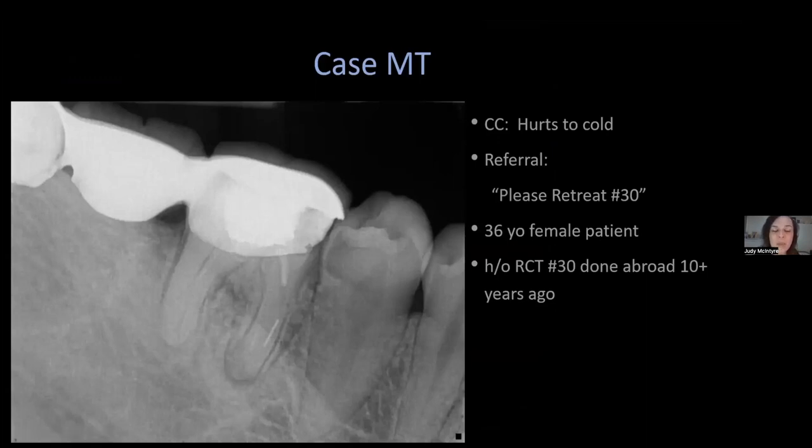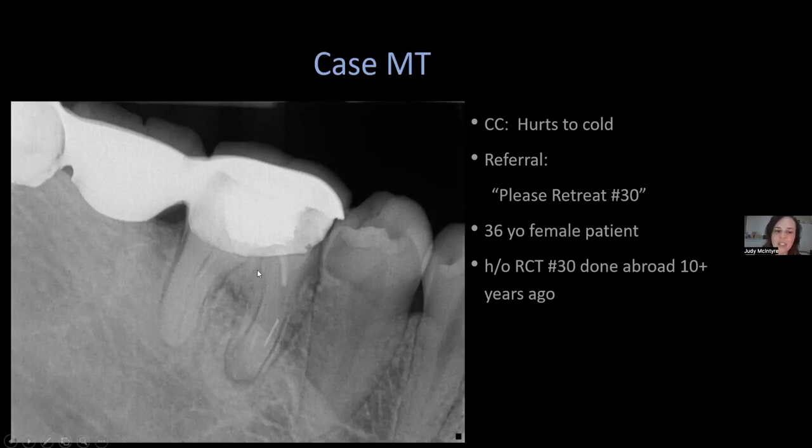Now I'm close to wrapping up almost. One thing that I would like to emphasize and focus on are J-shaped lesions, because we were probably all taught in dental school that all J-shaped lesions mean that the tooth is vertically root fractured. So this case was referred to me for retreatment of number 30.